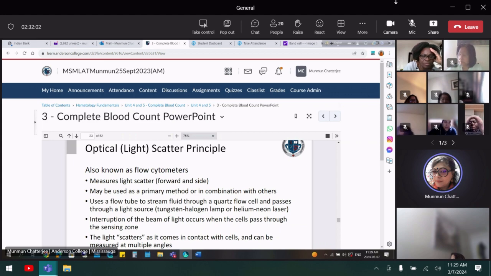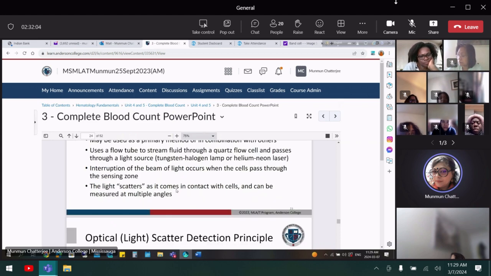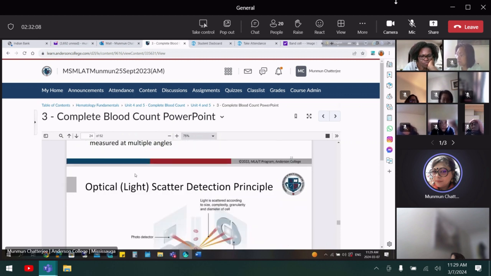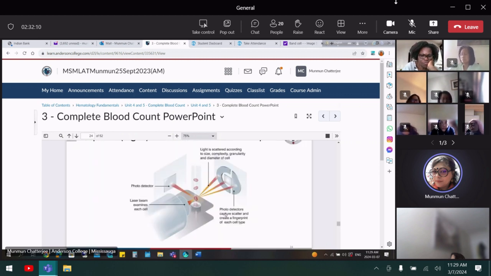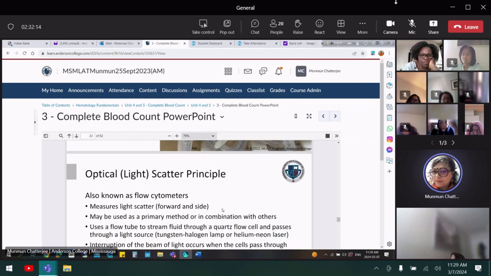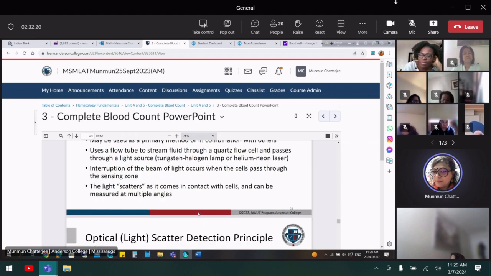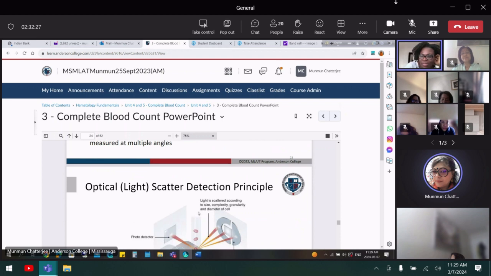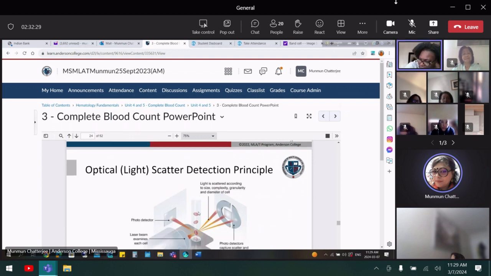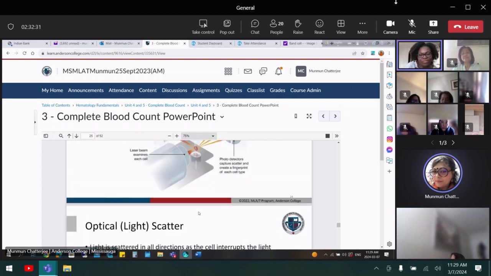I am not going to go through all these things, it's very complicated. I am just going to focus on what the questions will come from. If you want me, I can go through it in detail, but it's too confusing. Measure light, forward, side, these are the primary method combination. We don't need the whole structure of the automated counter. We just need the principle, what they use.